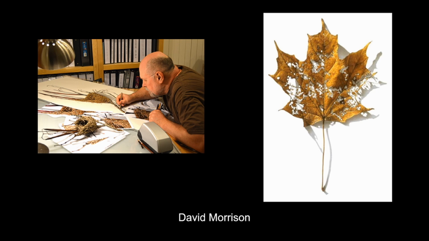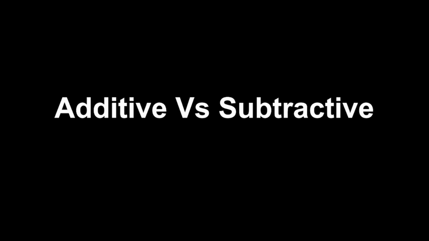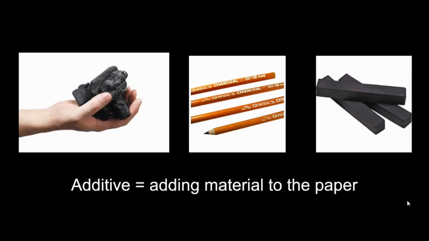So we're going to be building skills at controlled shading. In addition to working with controlled shading, we're going to be using techniques that are both additive and subtractive when dealing with value. So we'll have exercises dealing with both of those. Additive drawing, I think we all know, is when we're adding material to the paper. So we're working with micron pen, charcoal, graphite, and we're shading onto the paper.